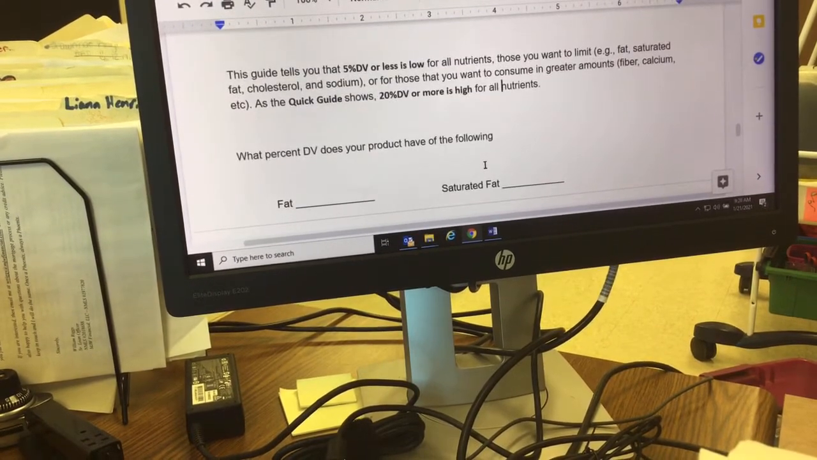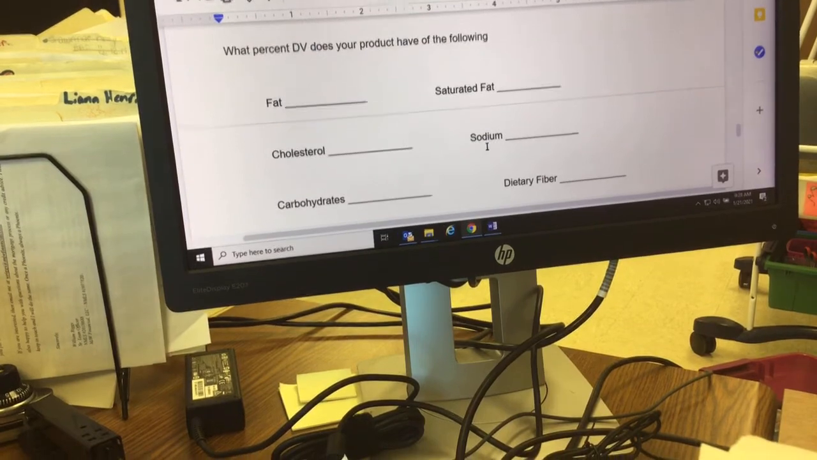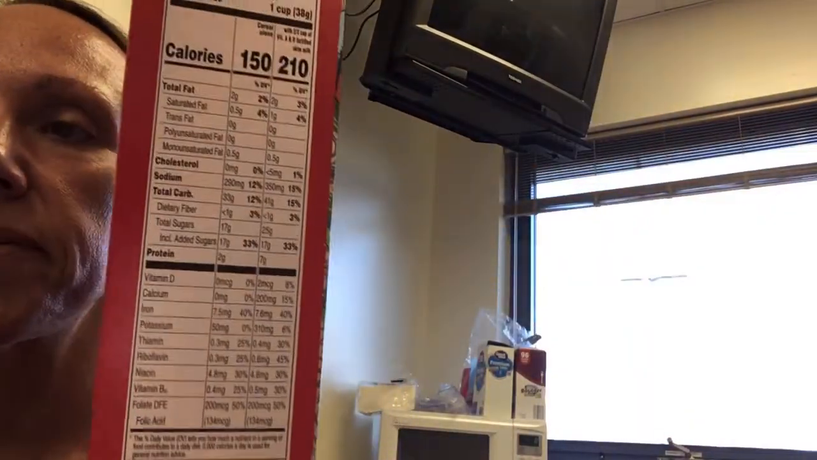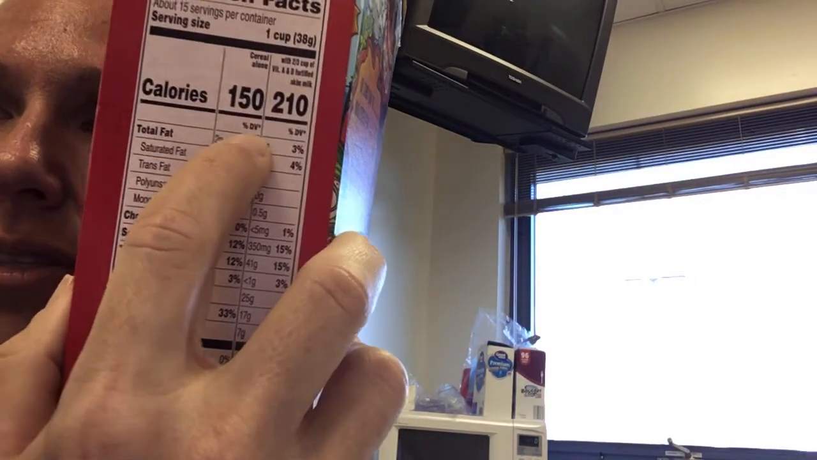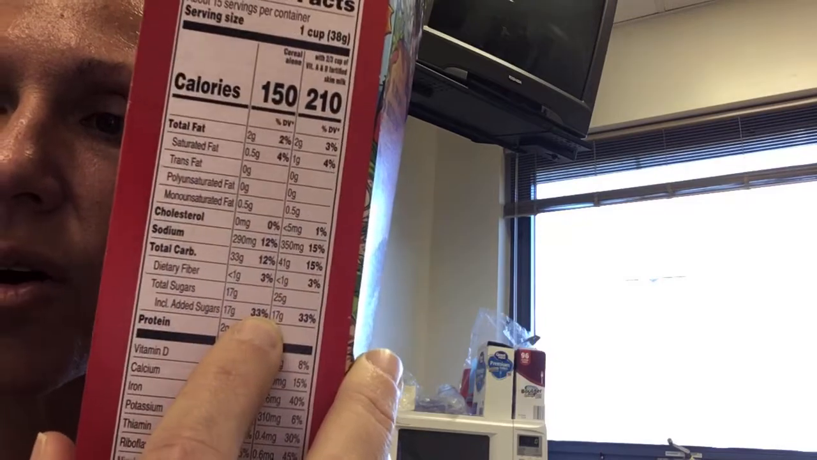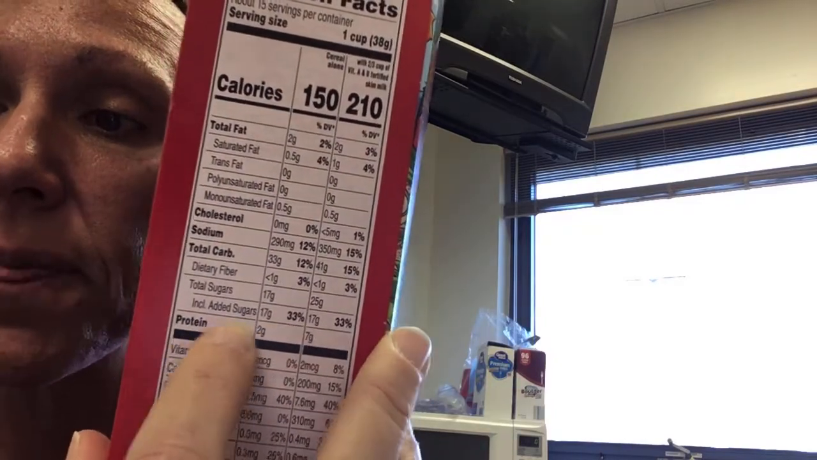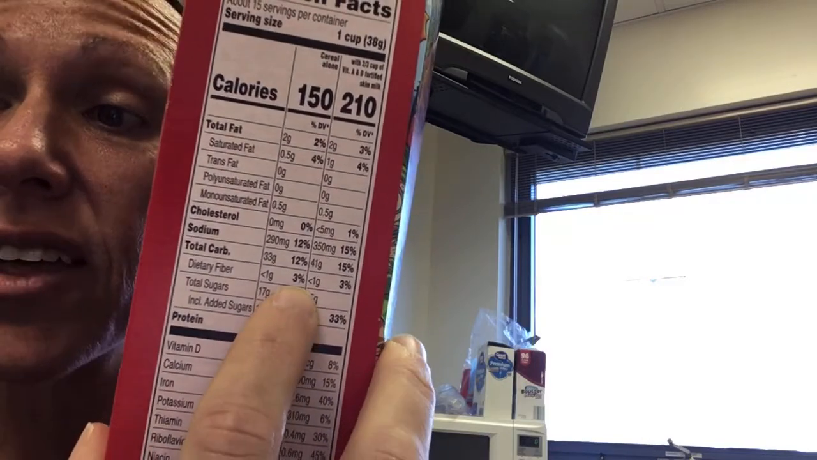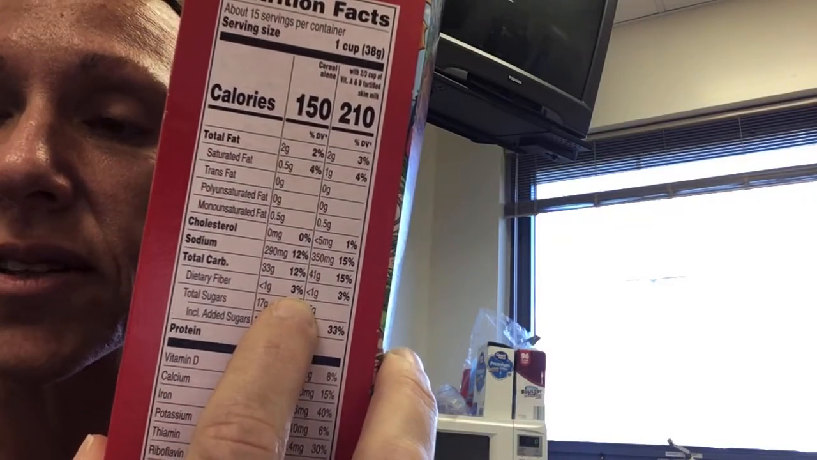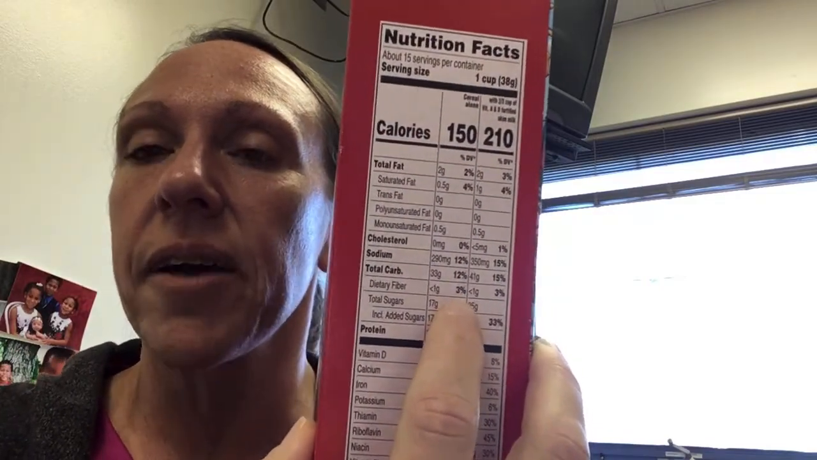All right, what percent daily value does your product have of the following? So you're just going to look at your label again, and the percentages are right next to it, okay? So the percent daily values are right here, all the way down as you're looking at it. So the highest one that's over 20, right, is the sugars. And then dietary fiber is less than 3, so we want to try to keep that by about 5, right?